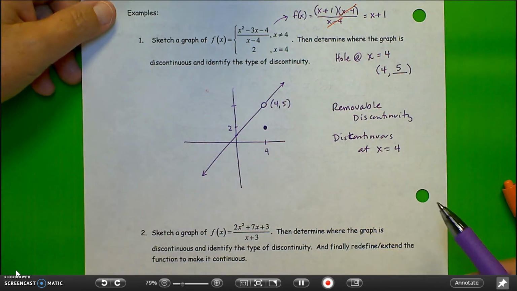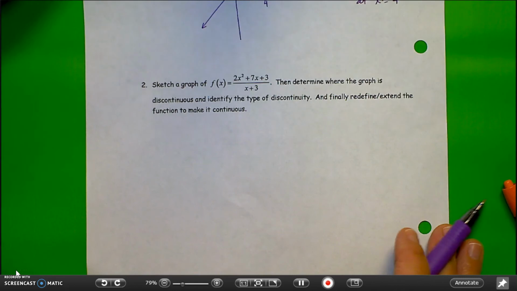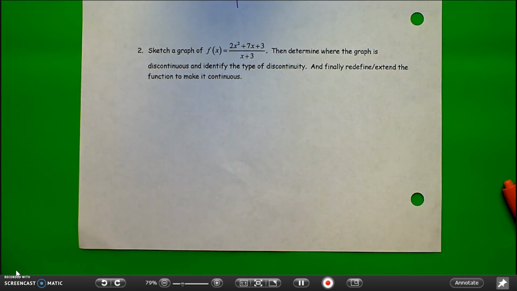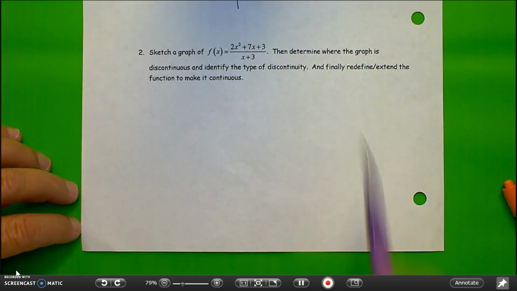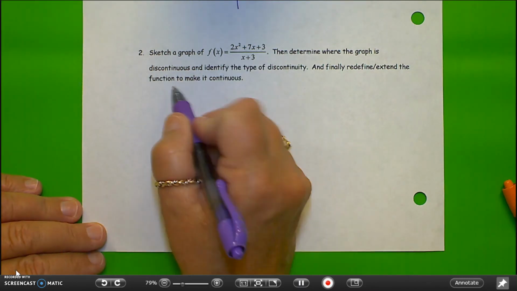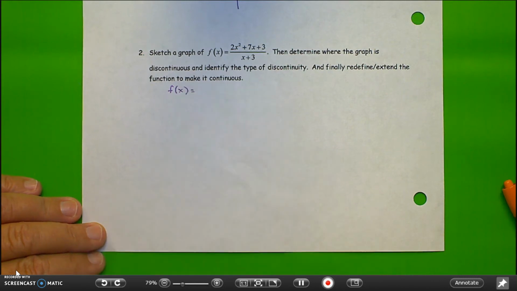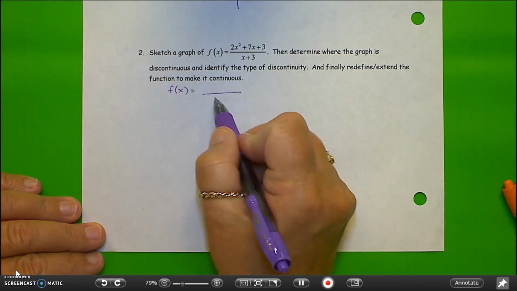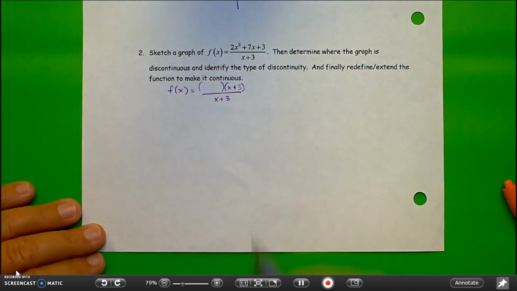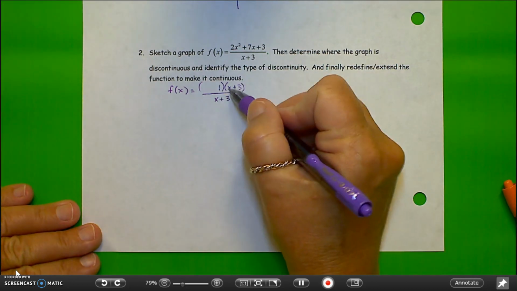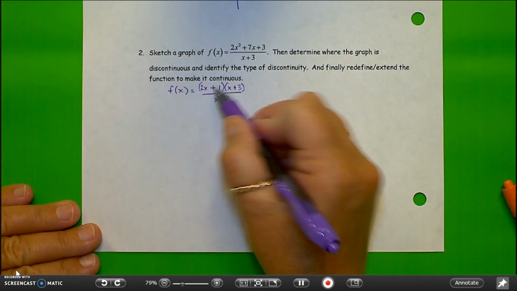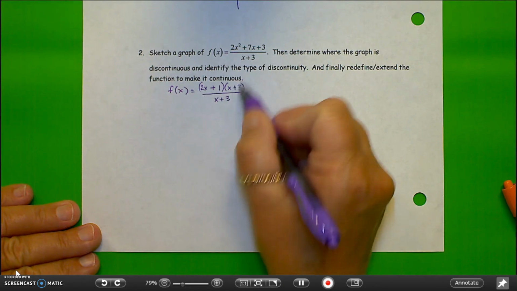The next problem is a little more interesting, and it's actually very similar. They want us to sketch a graph of this function, determine whether the graph is discontinuous, identify the type of discontinuity, and then finally redefine or extend the function to make it continuous. So again, when you're looking at a function like that, we need to consider, can we simplify it? I'm expecting a factor of x plus 3 to be able to come out of the numerator. Let's see if that'll work. If that's a 3, this has to be a 1. If that's an x, this needs to be a 2x. And my sign would need to be positive. Just to double check, I got 1x there and I have 6x there to make 7x.